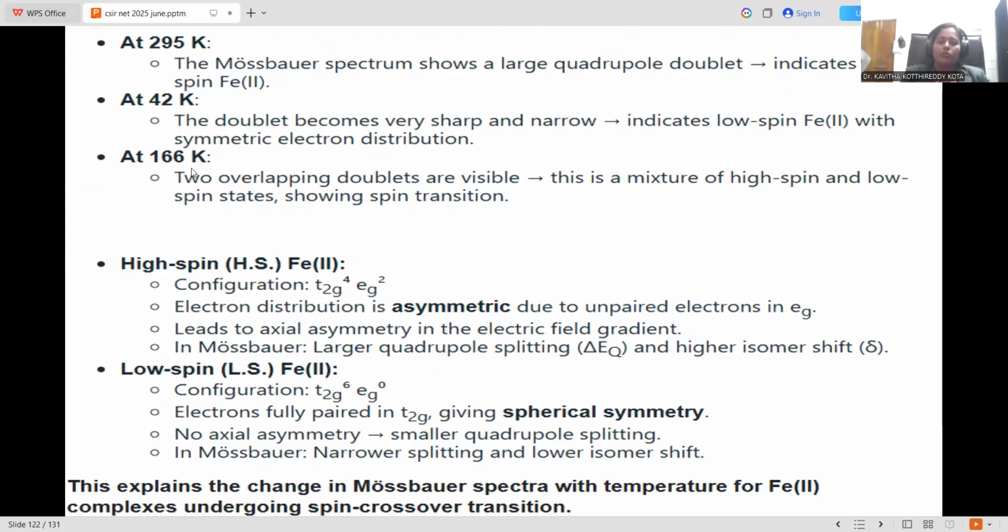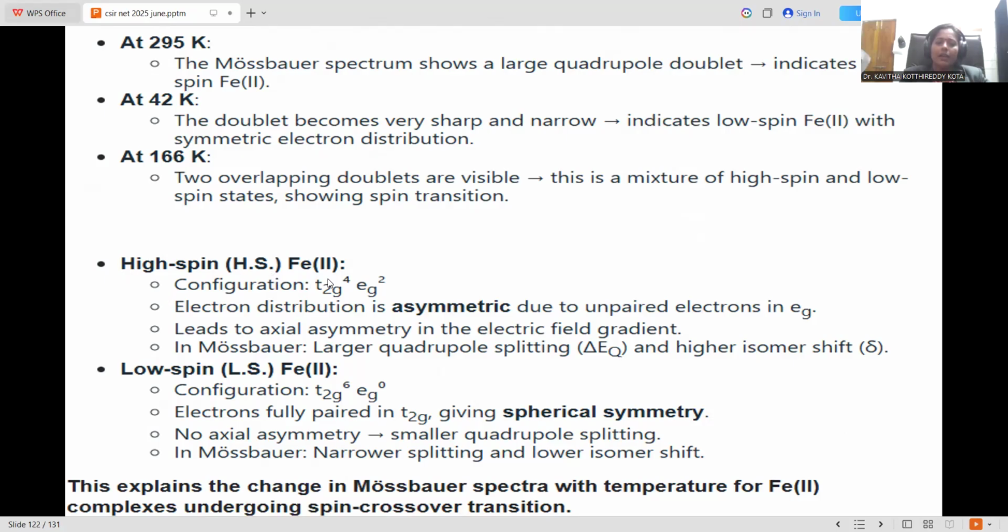If you go in between, at 166 Kelvin, two overlapping doublets are visible. This is a mixture of high spin and low spin. It is not completely high spin and not completely low spin. You can see the shades of high spin and low spin in the same compound. So spin transition is noticed at this 166 Kelvin temperature.